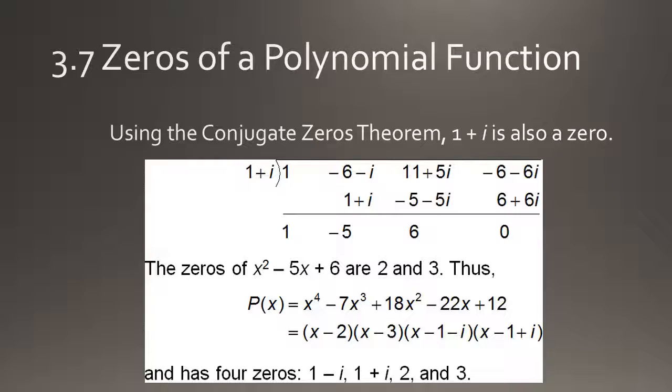So now we have x squared minus 5x plus 6, which we can factor pretty easily. And when you do that, you get 2 and 3 for those zeros. So this whole big polynomial factors into x minus 2 times x minus 3 times x minus 1 minus i times x minus 1 plus i. And you see the 4 zeros listed there.